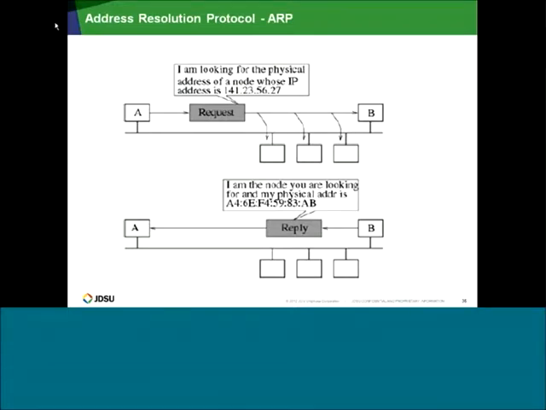Okay. So, address resolution protocol. This is extremely important. Whenever setting up to do a layer 3 test, this concept of ARPing is extremely important. In layer 2 testing, you don't need to worry about the ARP. The address resolution protocol will associate your MAC address to an IP address. For example, here you see I'm looking for the physical address of a node whose IP address is the following, right? Then I'm the node you're looking for, and my physical address is that.